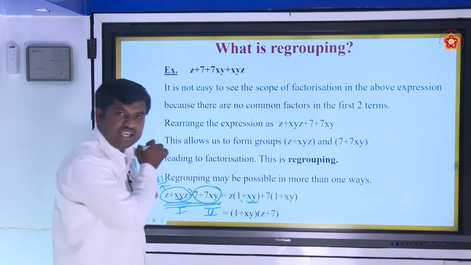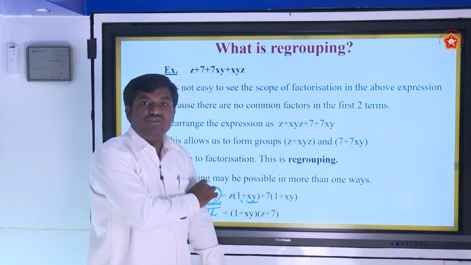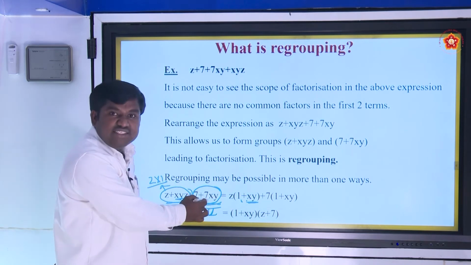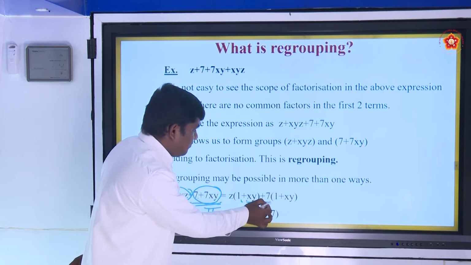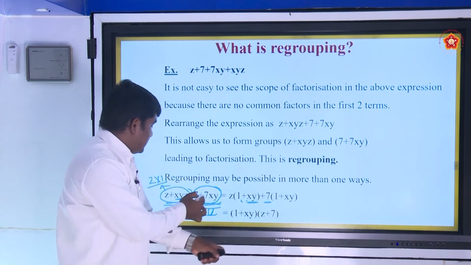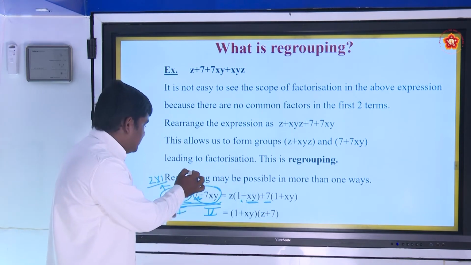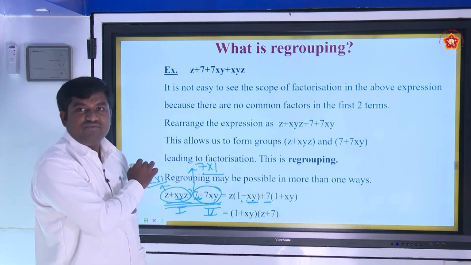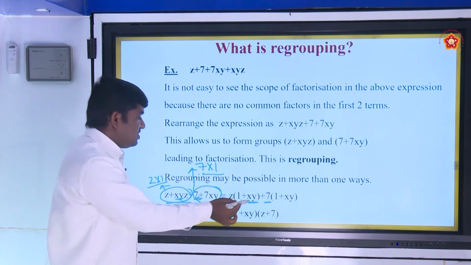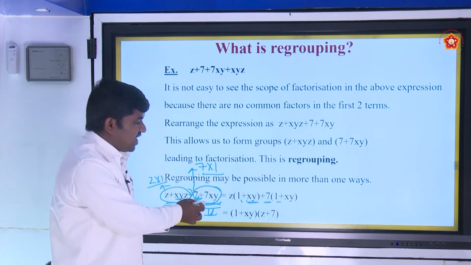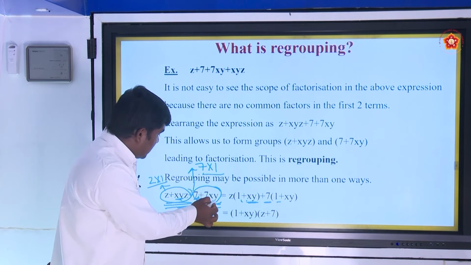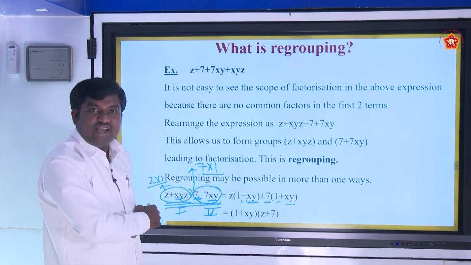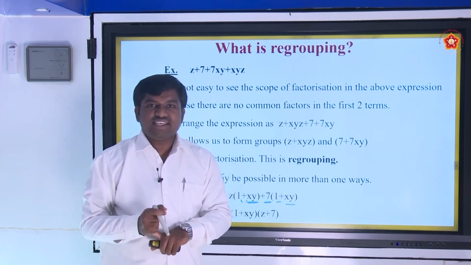xy is there. So z into (1 plus xy) plus, in the second group 7 is common. So take out 7, then 1 is remaining here. So 7 can be written as 7 into 1. Yes, you know 1 is a factor of every number. So 1 is remaining here. Then if you take out 7, what is remaining? xy is remaining. So here z into (1 plus xy) plus 7 into (1 plus xy).